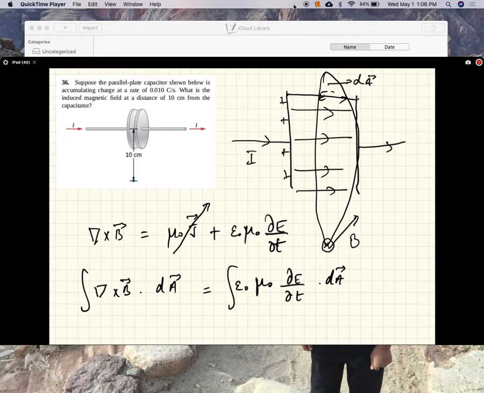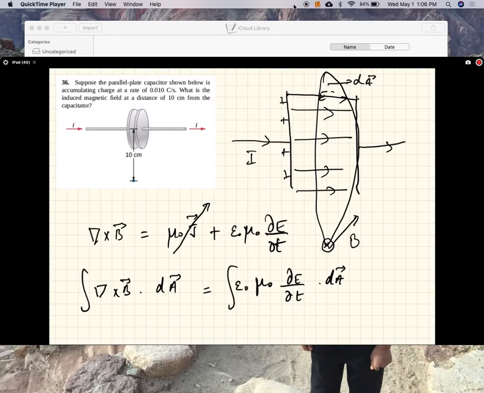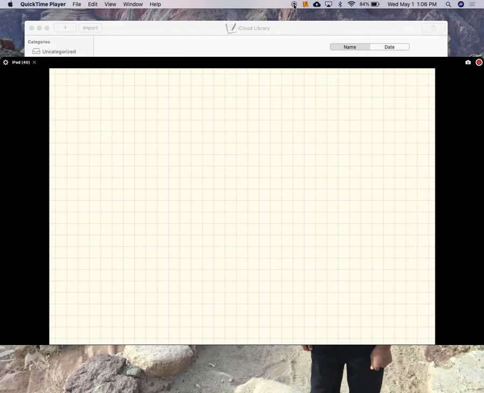All right, I'll need a page, so let me add a page below. All right, so the left-hand side, I'll rewrite that equation here. Curl of B dA is equal to epsilon naught mu naught del by del t of E dot dA. Okay, we'll come to that in a second.